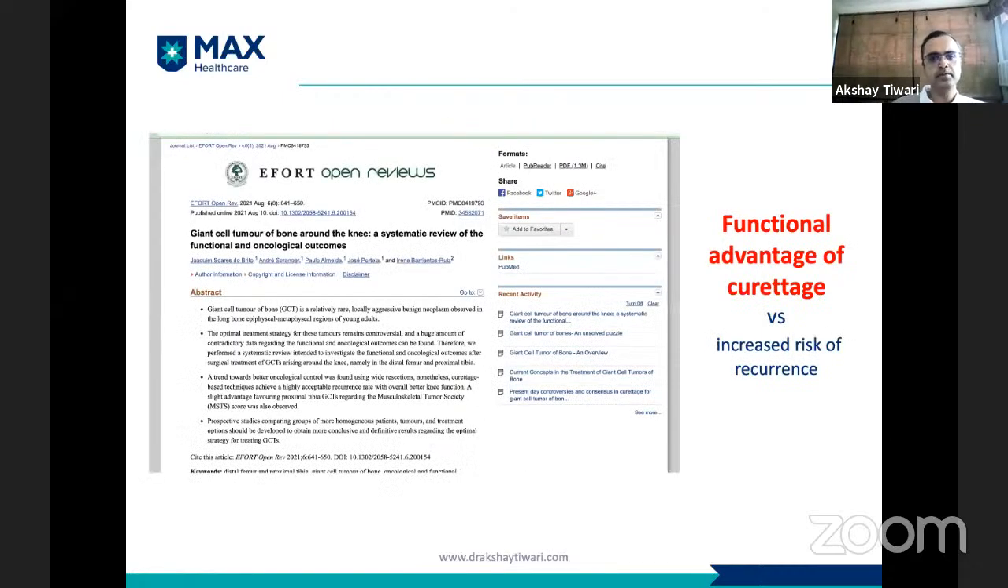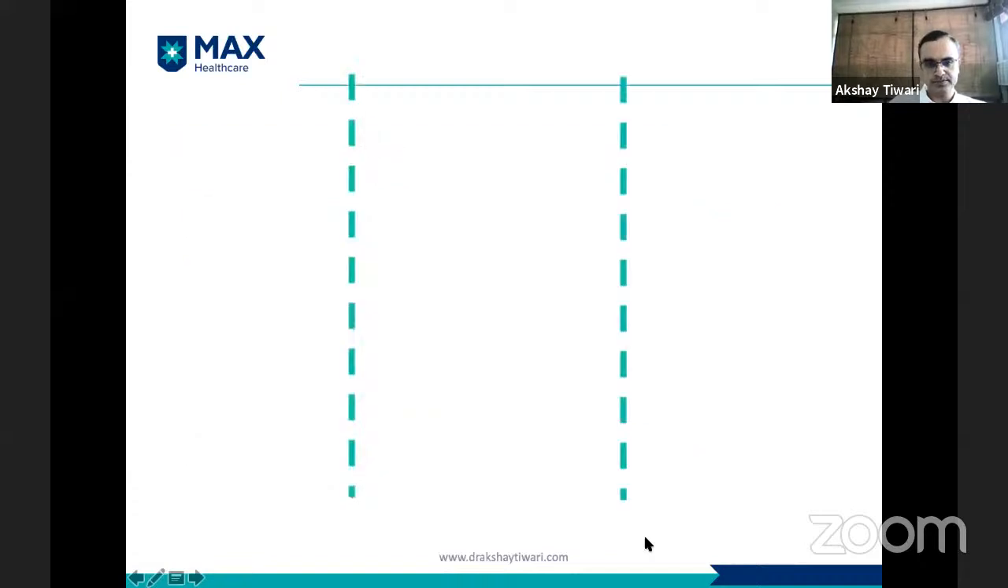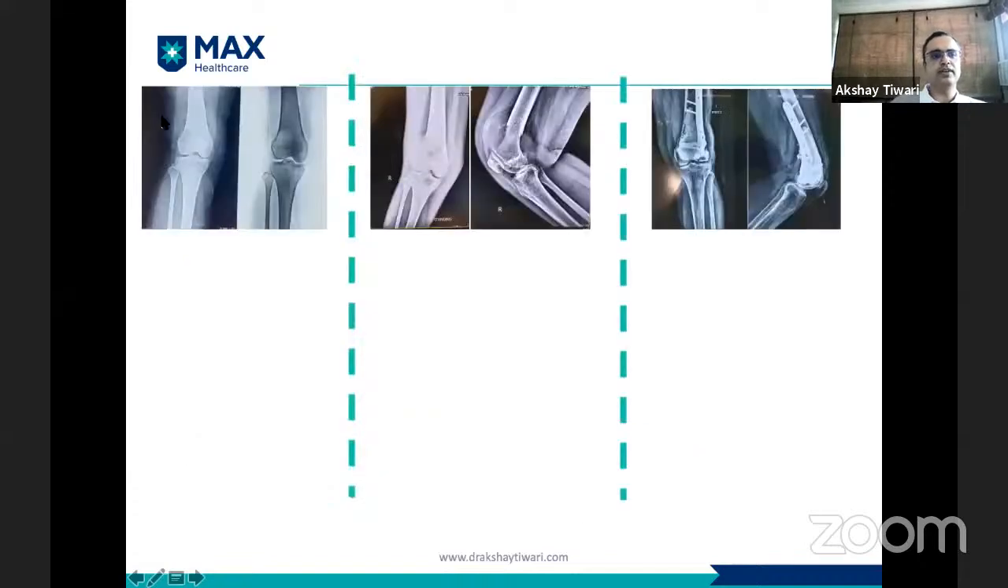This very excellent review as recent as August 2021 looked at a systematic review of the functional and oncological outcomes and they compared curettage with resection. And obviously the huge functional advantage that curettage gives us is much larger than the increased risk of recurrence that curettage holds. So let us look at what we would do in today's times when faced with a giant cell tumor of the distal end of femur, a very common location.